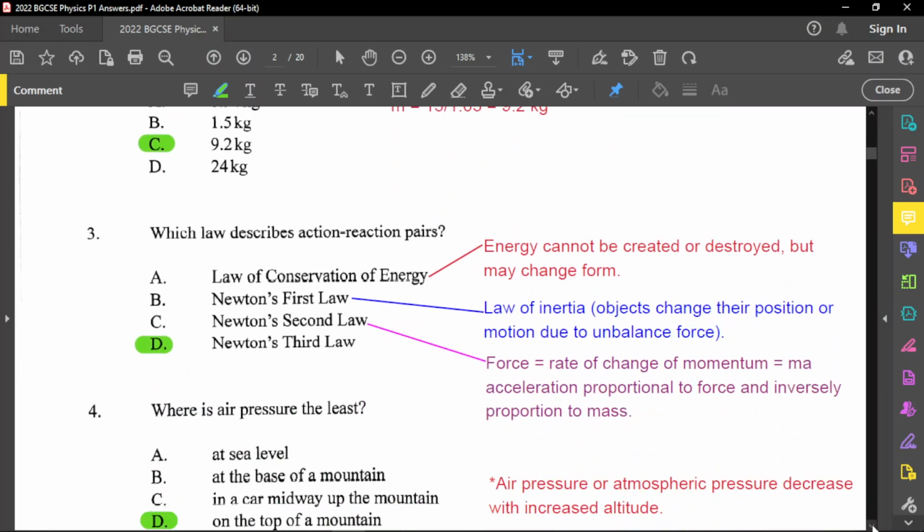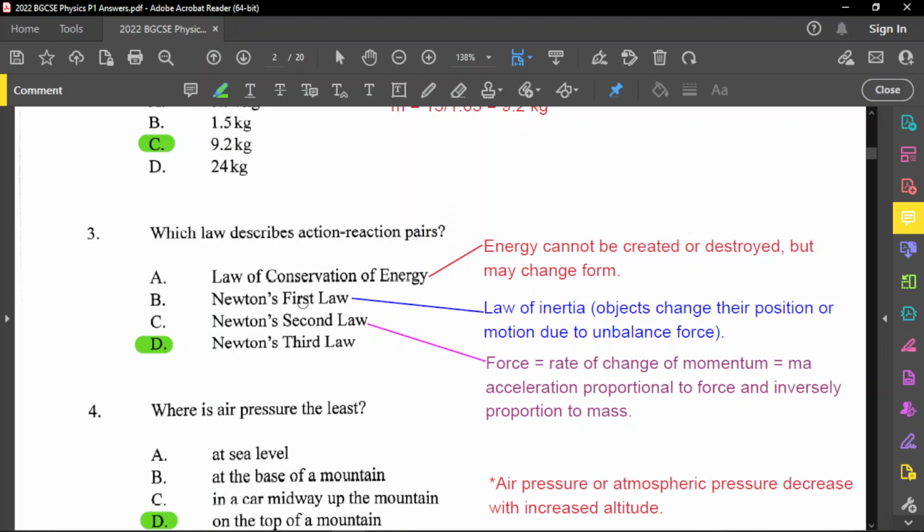All right, let's go to question number 3. For question number 3, it said, which law describes action-reaction pairs? The law of conservation of energy simply states that energy cannot be created or destroyed, but may change from one form to another. And so that is not the law. Newton's first law states that an object will resist change. It is also called the law of inertia.